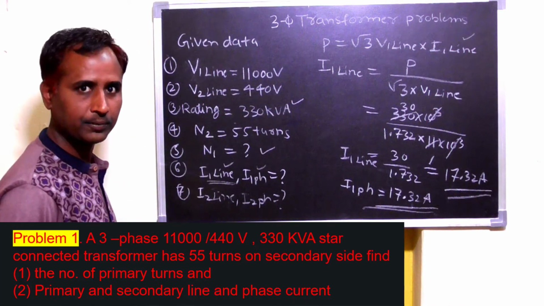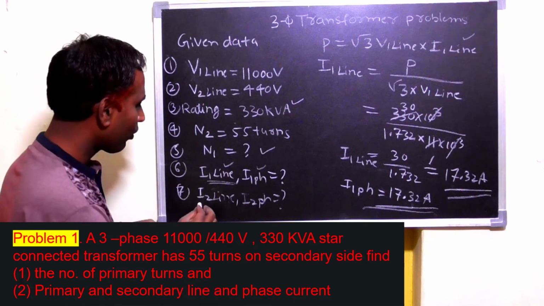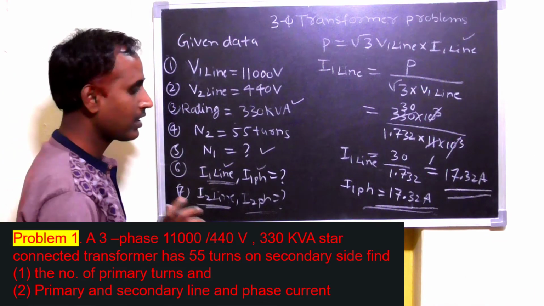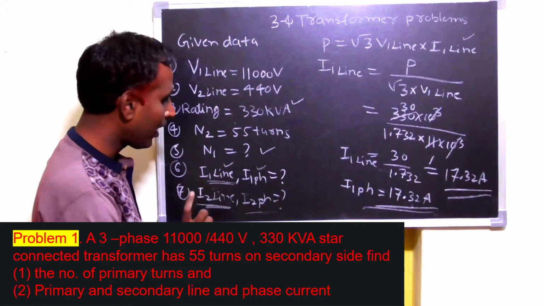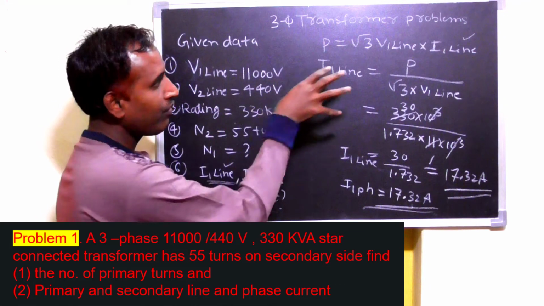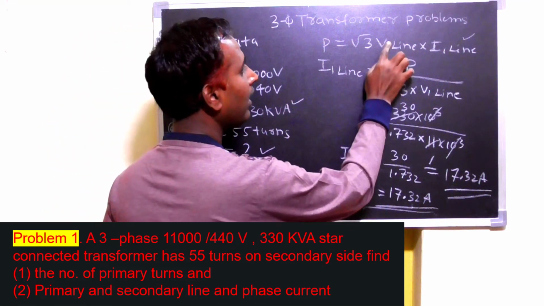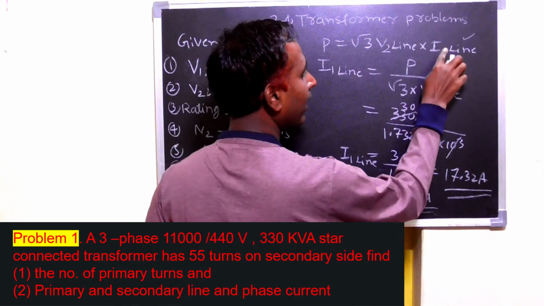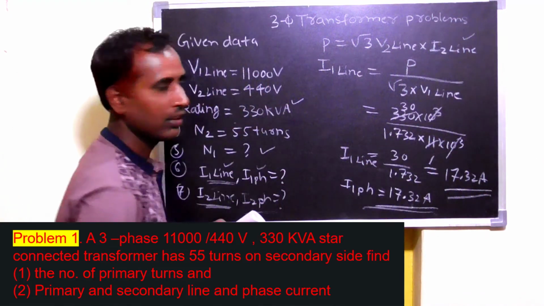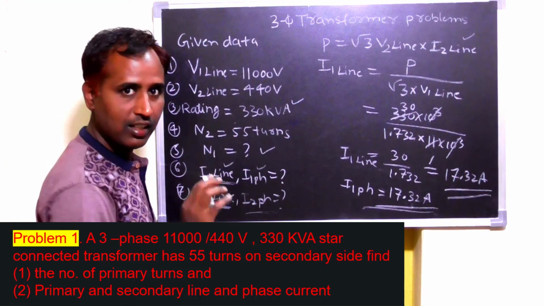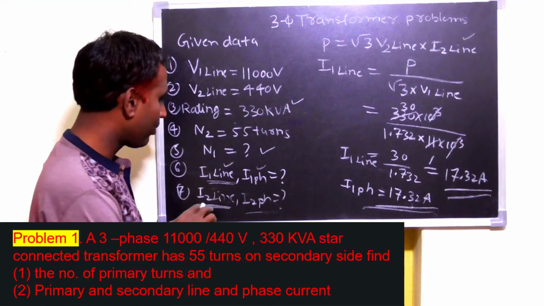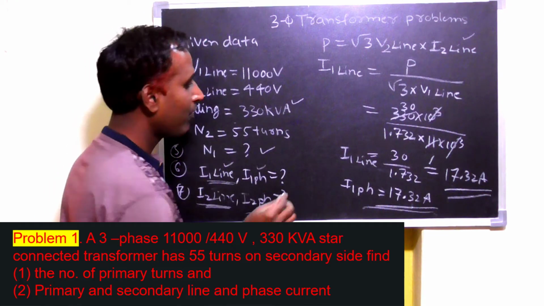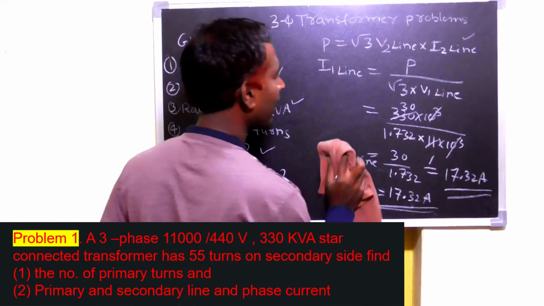This is clear. Now I have to find the I2 line current and I2 phase current. To find the I2 line current, I can use the same formula. In place of V1 line, I put V2 line, and in place of I1 line, I put I2 line. This is one way. Otherwise, I can find I2 line with the help of the transformation ratio formula. What is the formula? I will erase this.